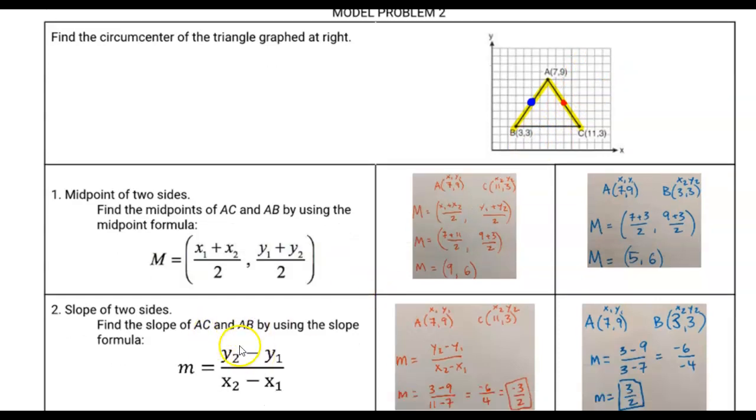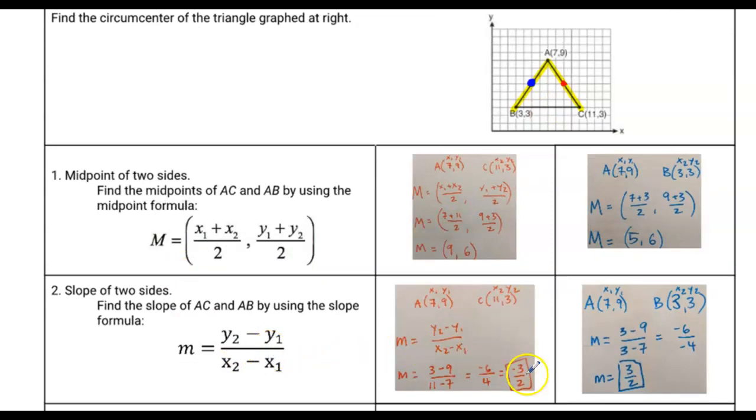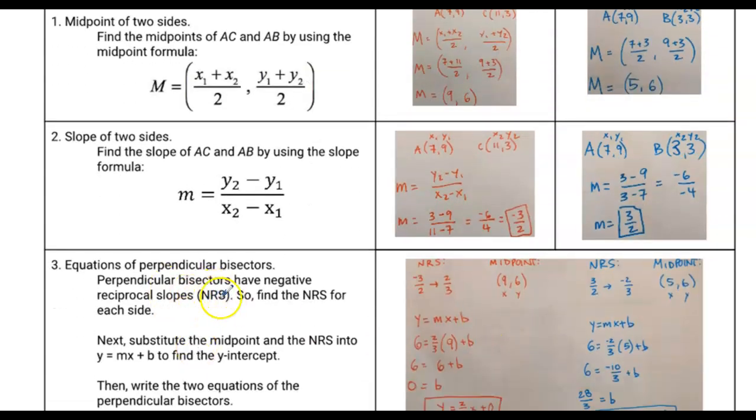So our first step is to find the slope of AC and AB by using the slope formula, a very straightforward formula. So we found the slope of AC to be negative 3 over 2, and the slope of AB to be 3 over 2. Now what we need to do, since we're looking for perpendicular bisectors, is take these two slopes and find their NRSs, which stands for negative reciprocal slopes. We start off with negative 3 over 2, which means we turn it into positive 2 over 3.